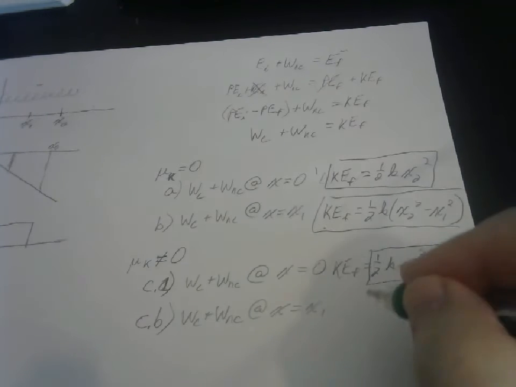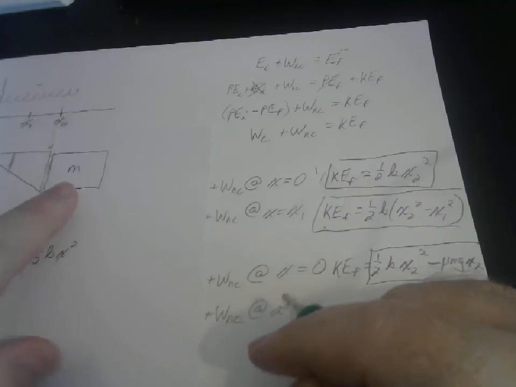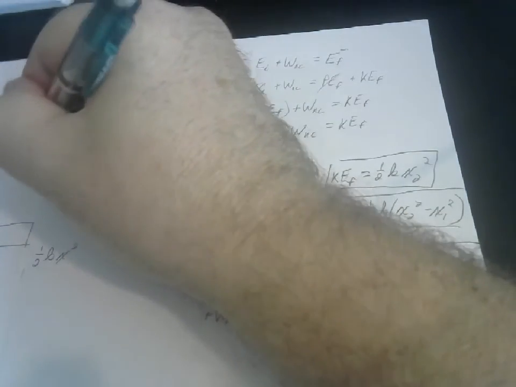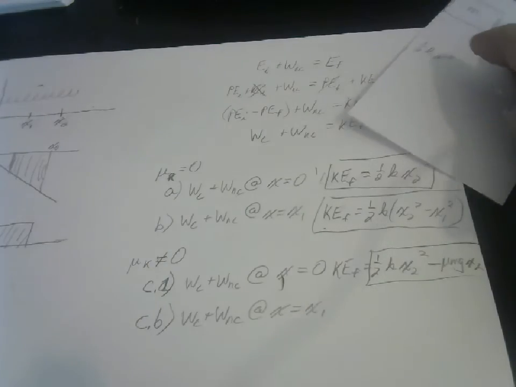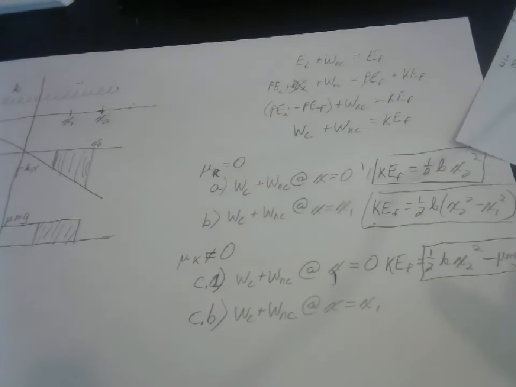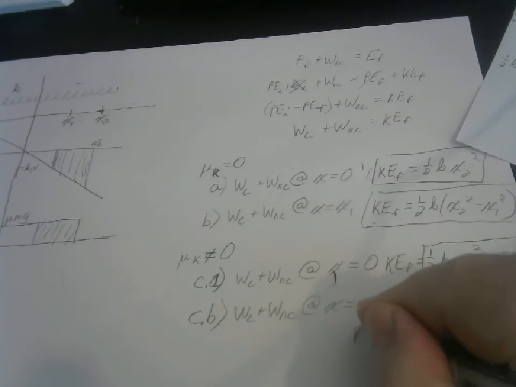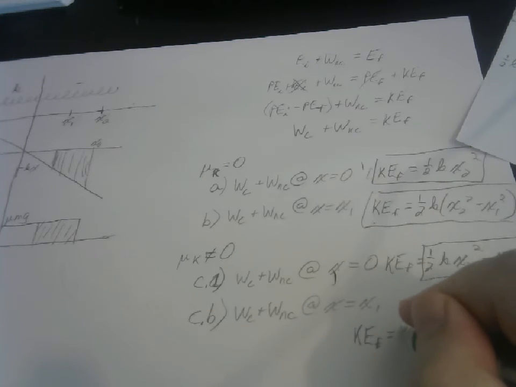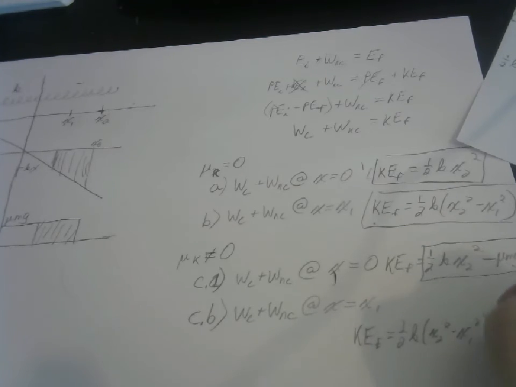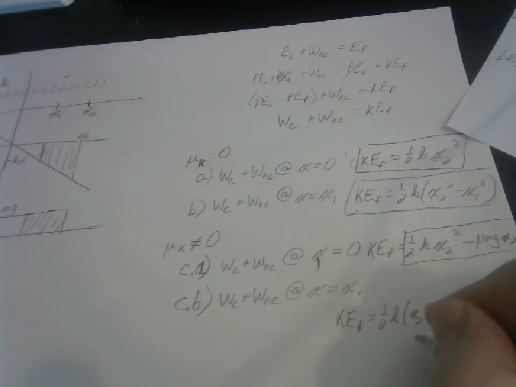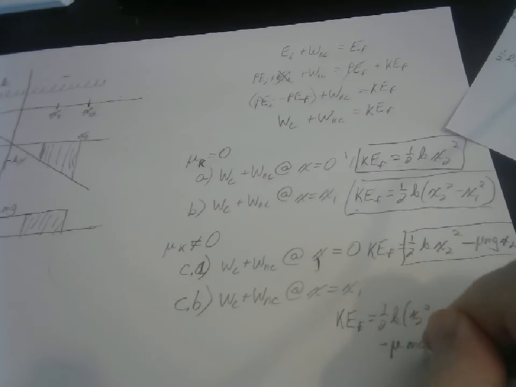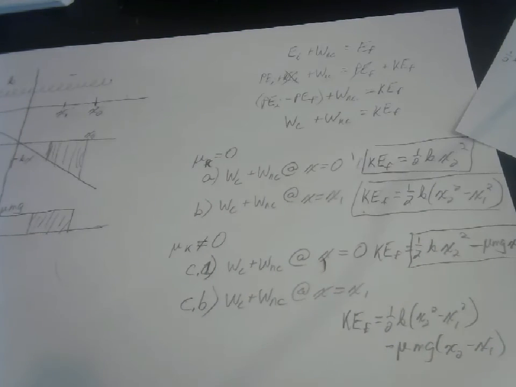And for the other one, where we're just going halfway, it'll be the area of that part minus the area under that part, which will be kinetic energy final equals 1/2 k times x2 squared minus x1 squared, which is the area of this section there, minus mu mg times x2 minus x1, which is the area of this rectangle right here.